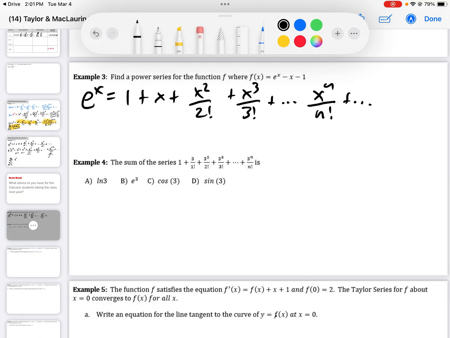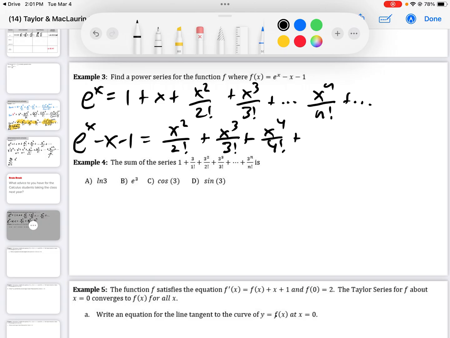All right, now I've got to subtract, so e to the x minus 1. Now I don't subtract x from all the terms, I subtract x from its like term, and I subtract 1 from its like term. So the x subtracted from that x will cancel, and the 1 minus that 1 will cancel. So what I'm going to have is x squared over 2 factorial plus x cubed over 3 factorial plus x to the 4th over 4 factorial plus dot, dot, dot, x to the n over n factorial plus dot, dot, dot.